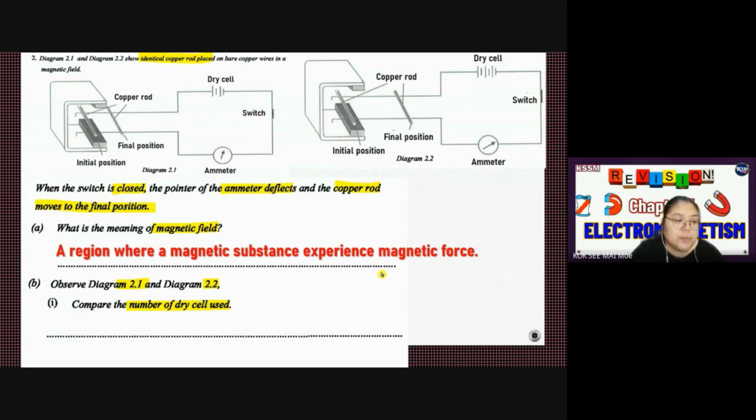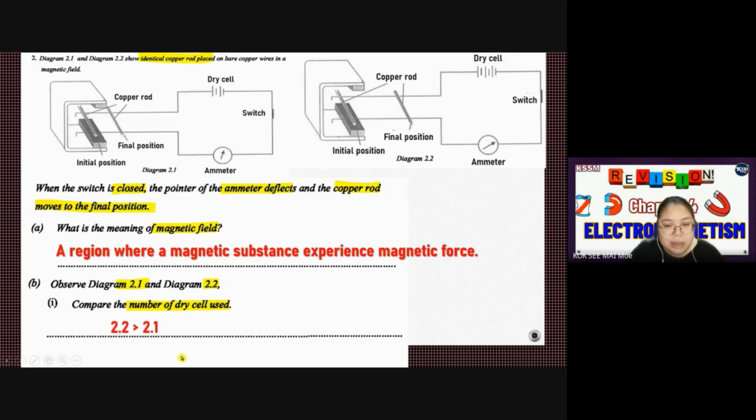Okay, B, start the comparison. So we compare the number of dry cells. How to start the sentence? You just copy from the question. Number of dry cells used in diagram 2.2 is more. Then finish. You do not need to write more than 2.1. Just more is enough. So that means don't write the symbol.